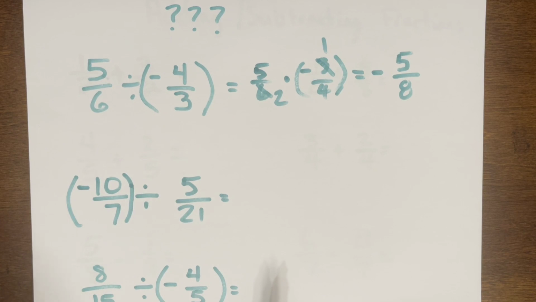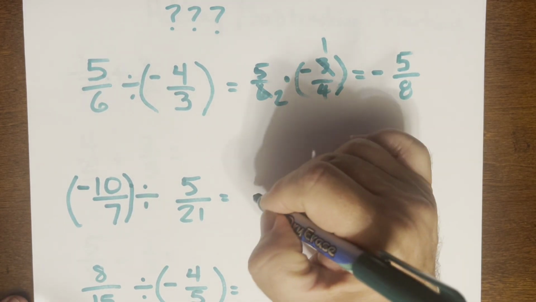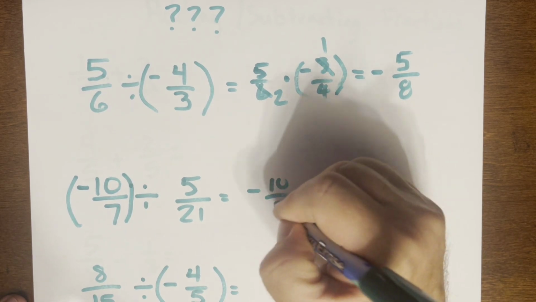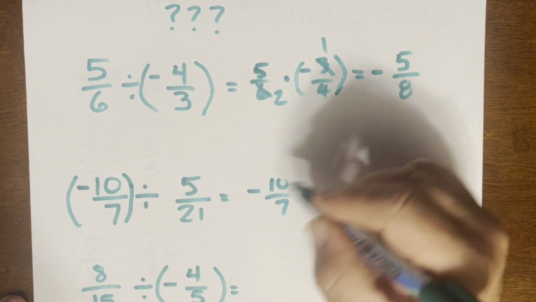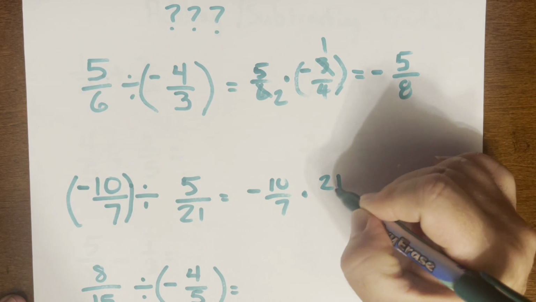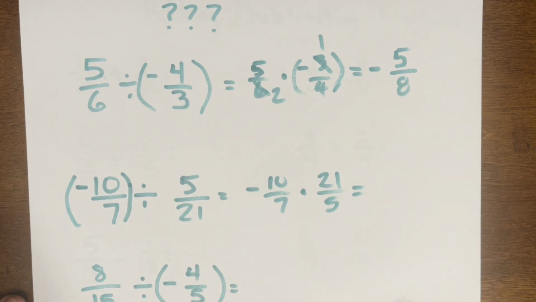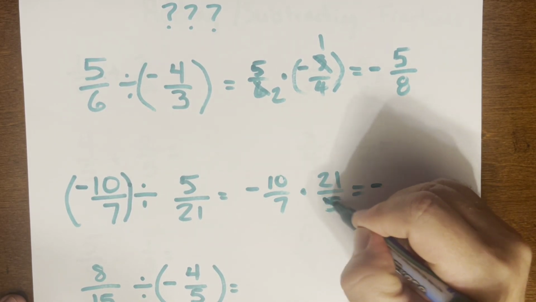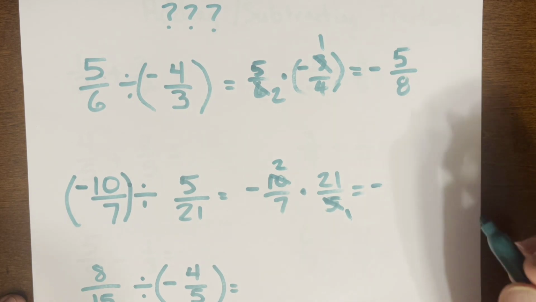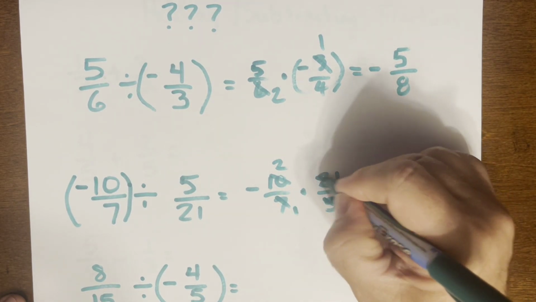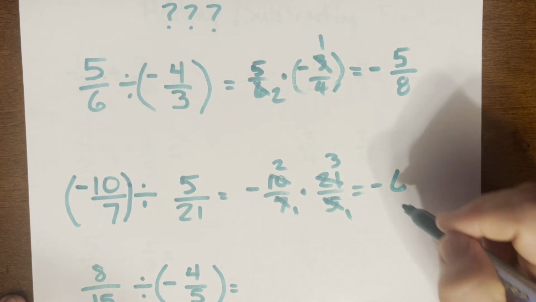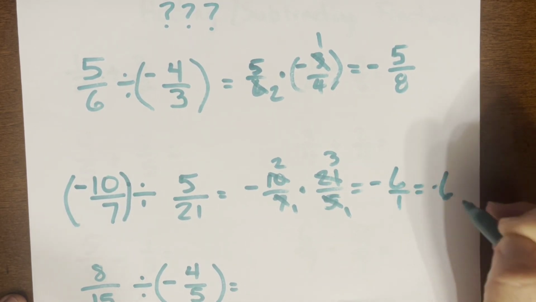Come down to this one. We do negative times positive, so it's going to be a negative. Oh, excuse me. First things first, negative 10 over 7 times, switch 5 over 21 to 21 over 5, and then we do the do. Negative times a positive is a negative. Now, I have a common factor of 5 here, so that becomes 2. I have 7 here, that becomes 3. 2 times 3 is 6 over 1, which is negative 6.